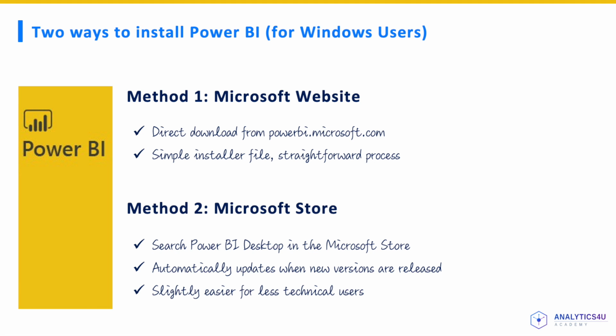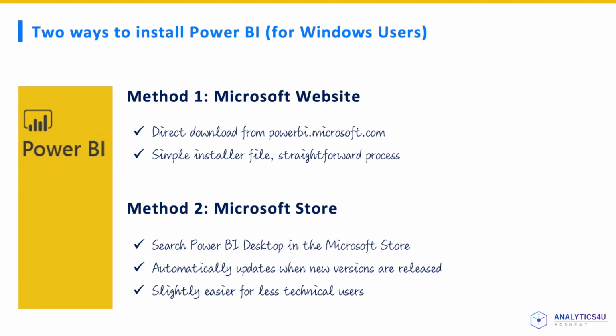The second method is through the Microsoft Store. If you have ever downloaded an app on your phone, you will feel exactly the same. You need to open Microsoft Store on your Windows machine, search for Power BI Desktop, click on Get, and then install the application. What I particularly like about this method is that it automatically updates in the background whenever Microsoft releases a new version. And trust me, they release updates every single month. So if you are someone who doesn't want to think about keeping the software up to date, the Microsoft Store method might be the better option for you.